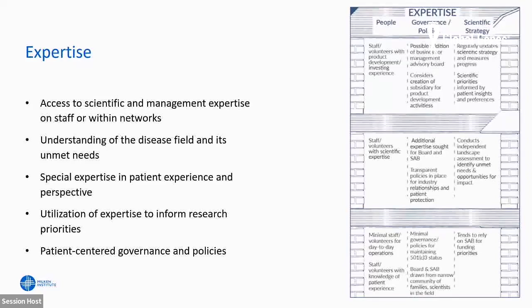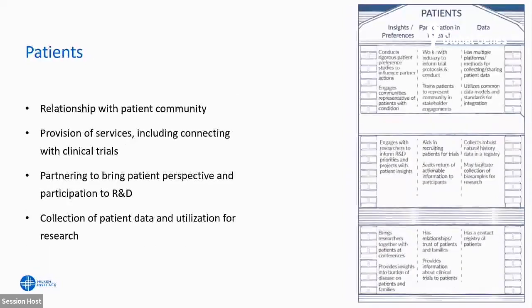For governance and policies, that area covers things like your boards. Have you established a scientific advisory board? And what types of expertise are you bringing into those advisory committees? And then finally, the scientific strategy we put in the expertise area to think about understanding unmet needs in the community and building out a research roadmap that you can use to power forward your research missions.